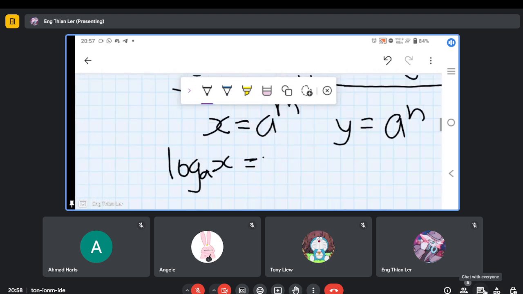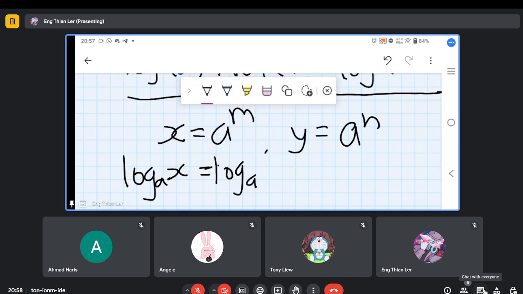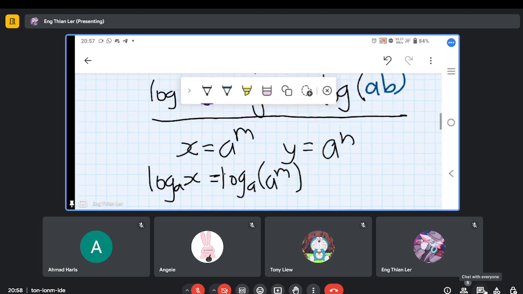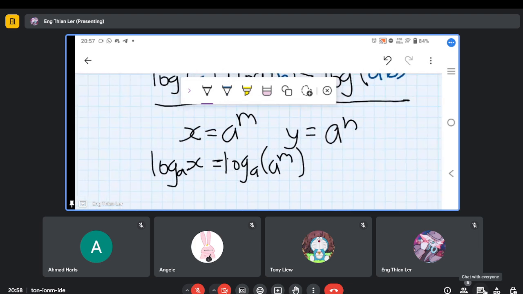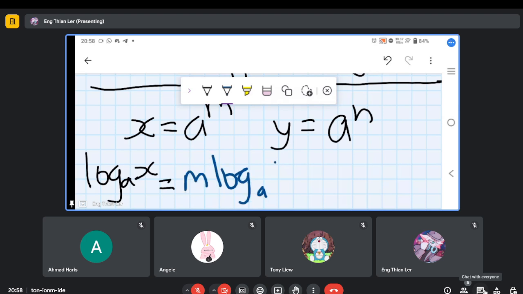So now I write log x base a. This means that I have to take the log base a of a to the power m. An interesting fact about the logarithm is when we have an index, we have the m right here, we can put this to the front. So I can rewrite this as m log a base a.